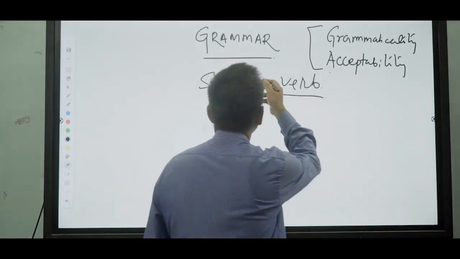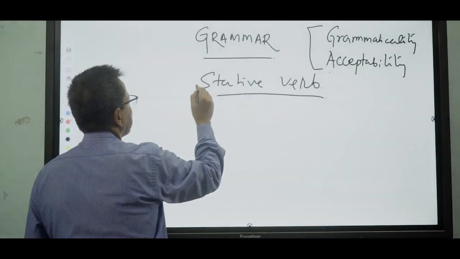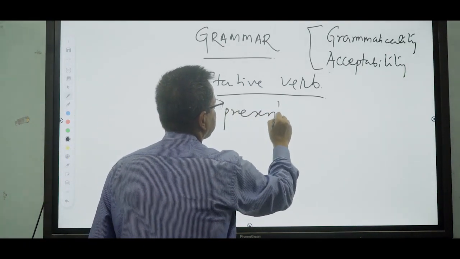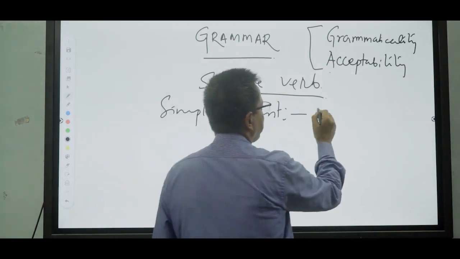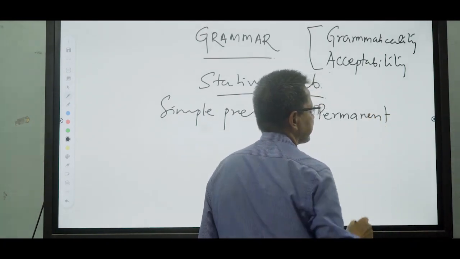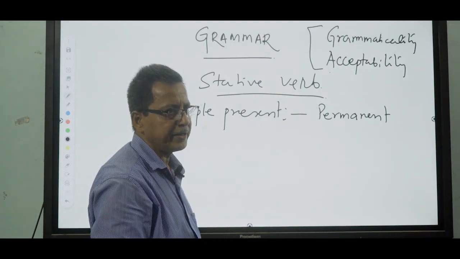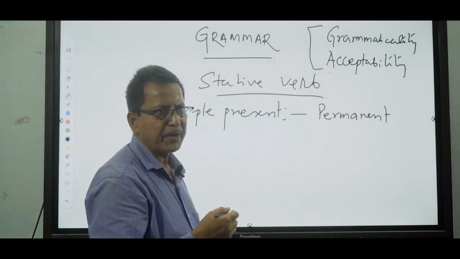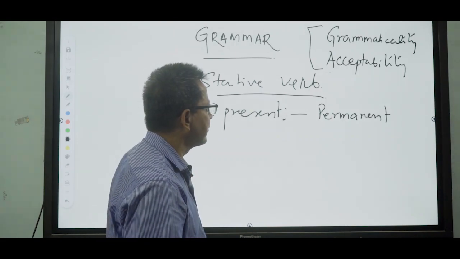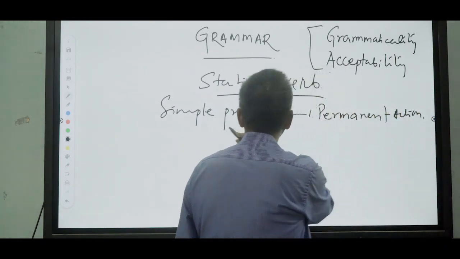Now, there are certain things where simple present is used. Simple present is used if the action is permanent, for example, an action which happens every day. I go to school every day. I go to college every day. I go to church every Sunday, like this. So the action is permanent. For a permanent action, you will have to use simple present.